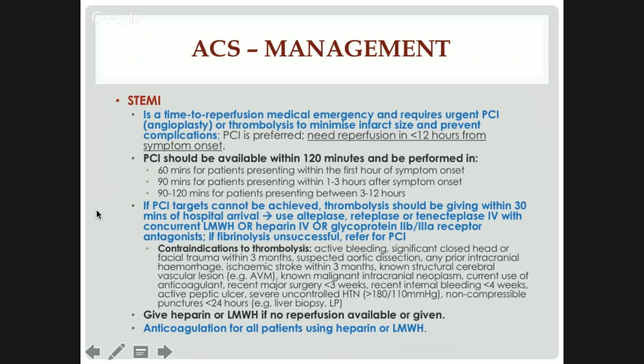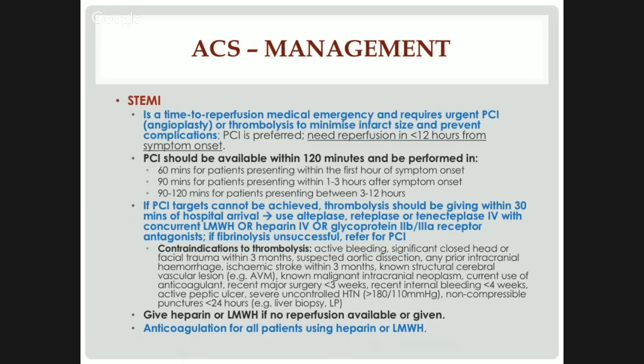But if you can't give them PCI in 2 hours, you give them thrombolysis. So if you're in a peripheral hospital and it's going to take 3 hours for them to be brought in by a helicopter to Melbourne, that's too late. So you give them thrombolysis. So your cutoff is less than 12 hours to give them something, and if you can't offer them a cath lab with reperfusion via PCI within 2 hours, you give them thrombolysis.